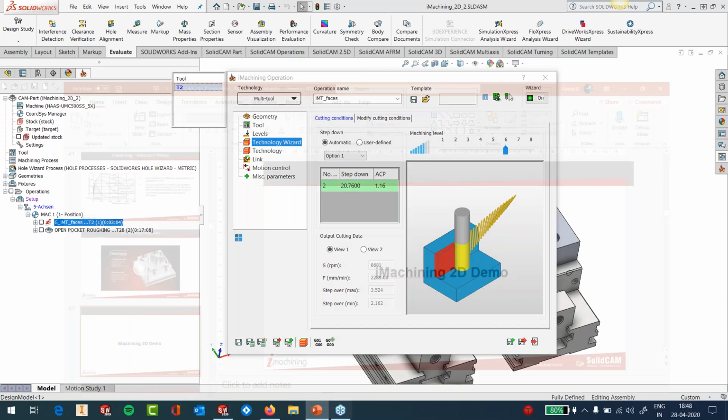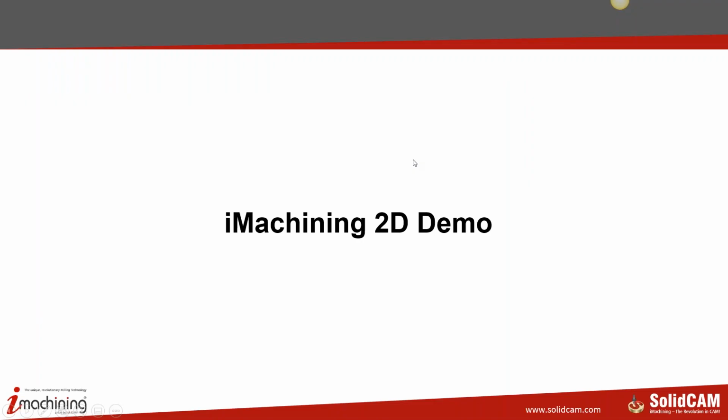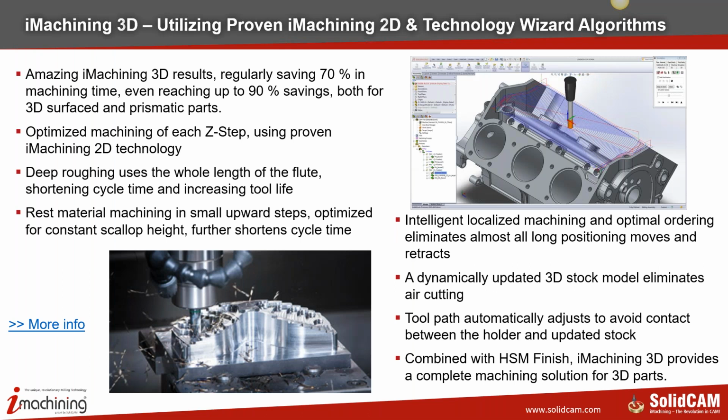Let's get back to our presentation, and let's go a step further and look at iMachining 3D. iMachining 3D is basically a continuation of iMachining 2D, whereas iMachining 3D will use iMachining 2D to generate the slices. It will go to the deepest possible part first using iMachining 2D.